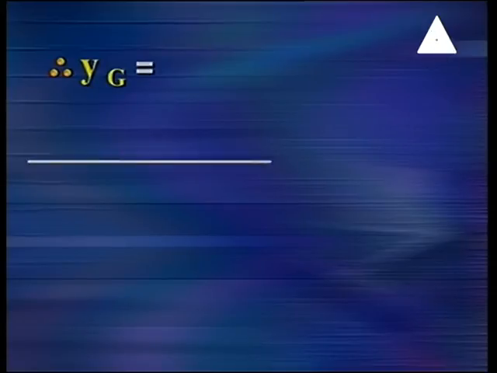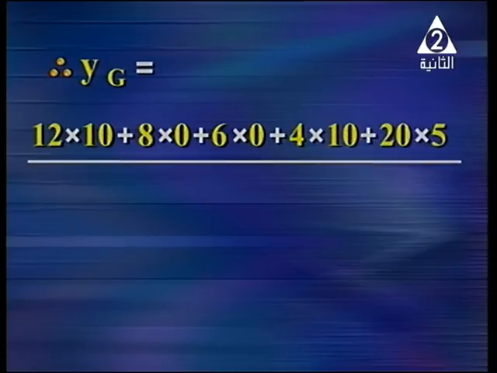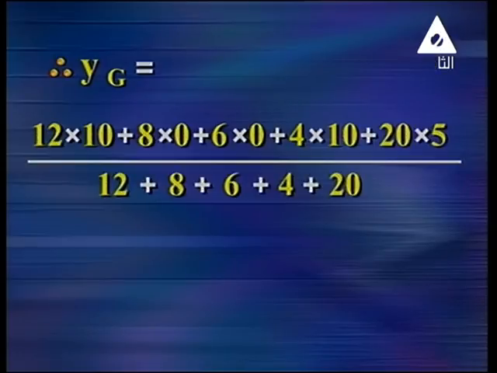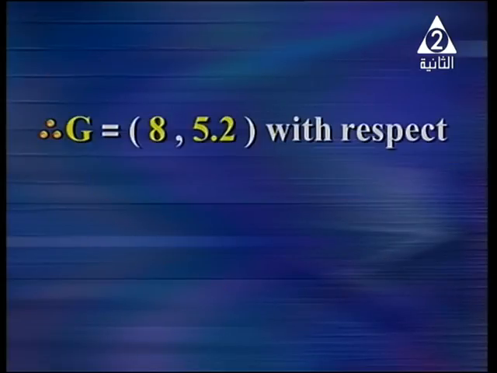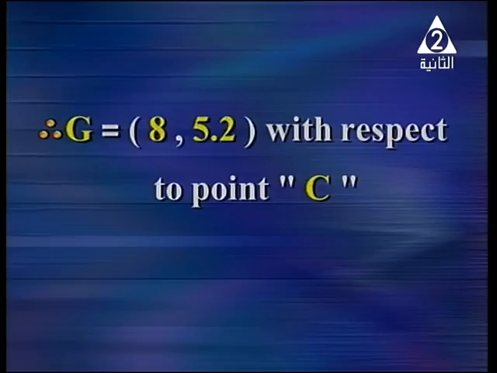What is the yg? By using the same method, m1 y1 plus m2 y2 plus up to m5 y5 over the sum of all masses, the answer is 260 over 50, equal to 5.2 centimeters. Then the center of gravity, denoted by capital G, is 8 and 5.2 with respect to the point C.